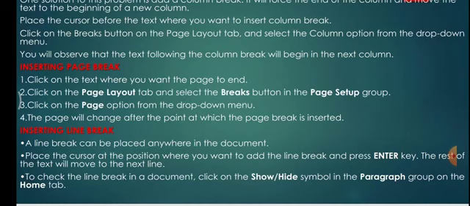Inserting line break. A line break can be placed anywhere in the document. Place the cursor at the position where you want to add the line break and press the Enter key. The rest of the text will move to the next line. To check the line break in a document, click on the Show or Hide symbol in the Paragraph group on the Home tab.